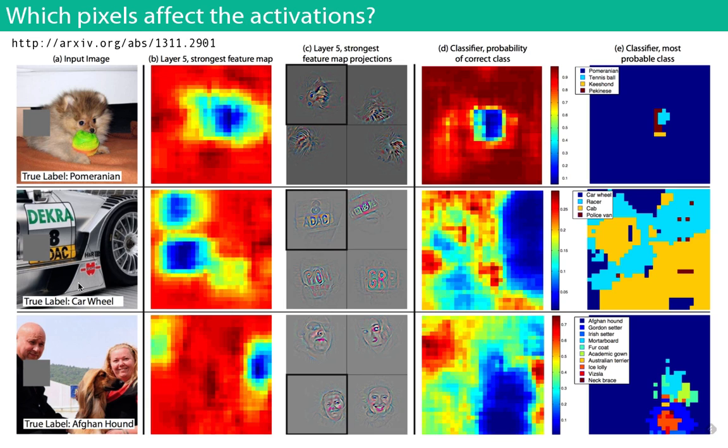And then you can do a similar thing with this wheel. This is labeled as a car wheel. If you block the car wheel, it will go down in probability. This one is neat though, because look what happens. Here, this is an Afghan hound, and the probability of classifying it correctly actually increases when you move the gray box in front of the guy's face.